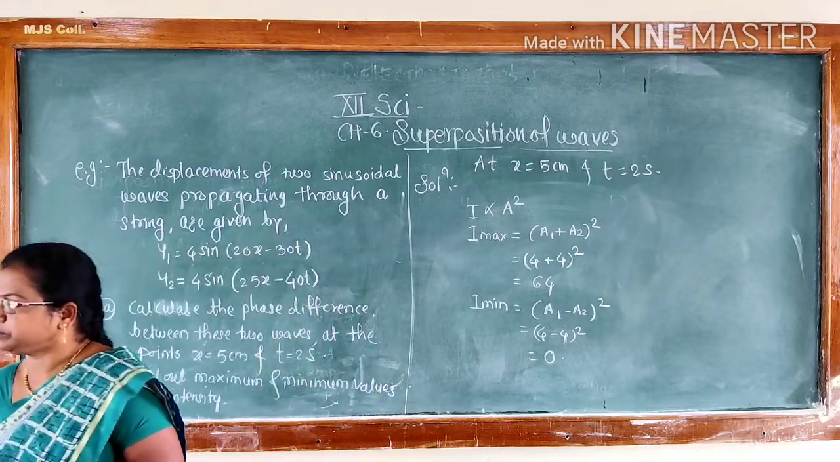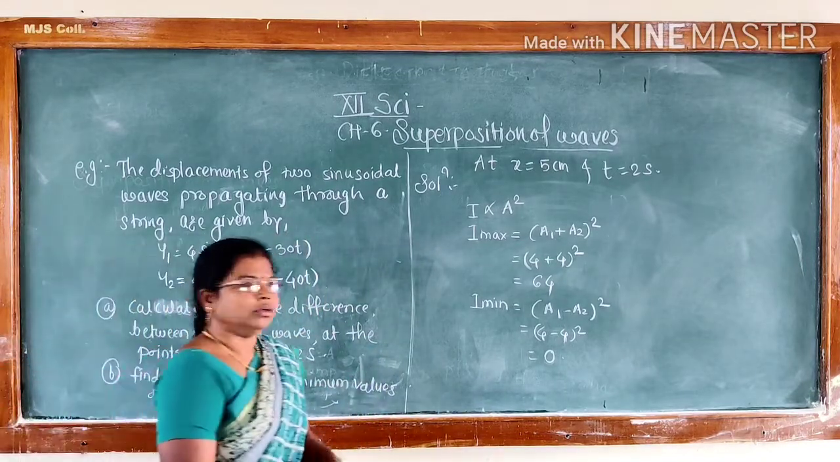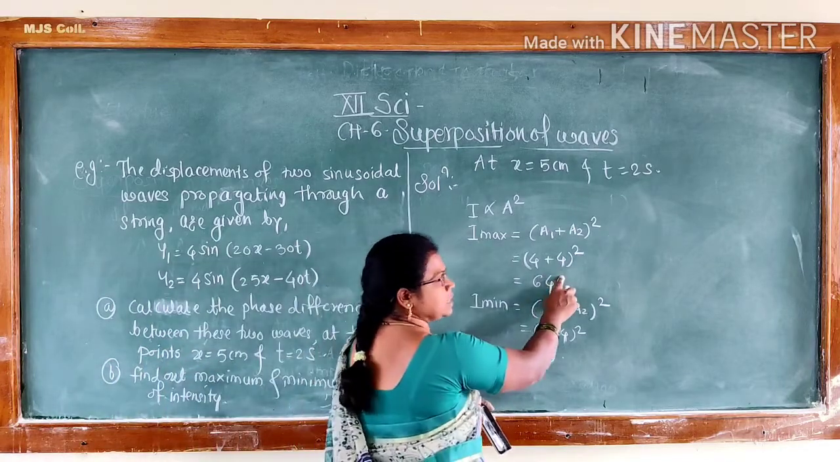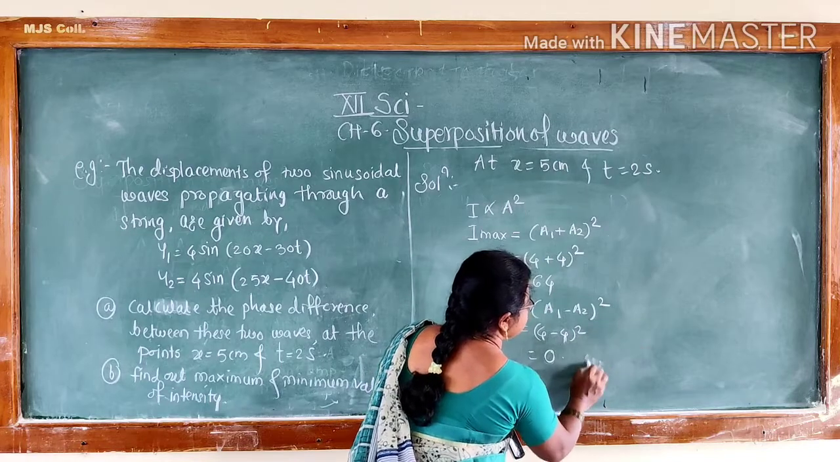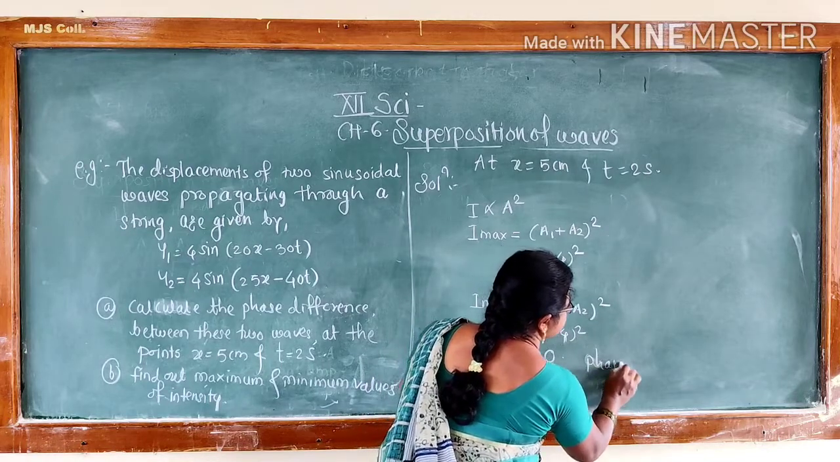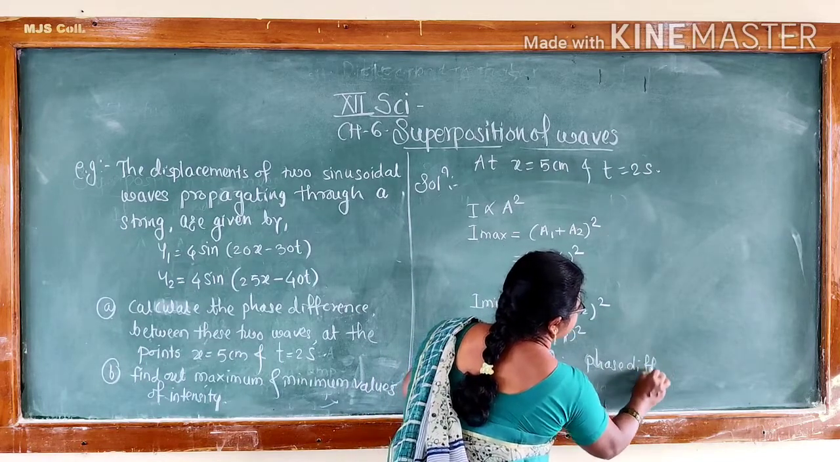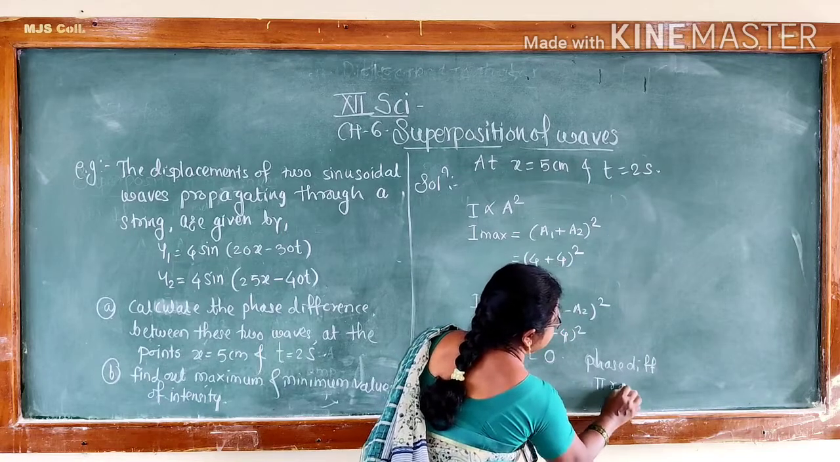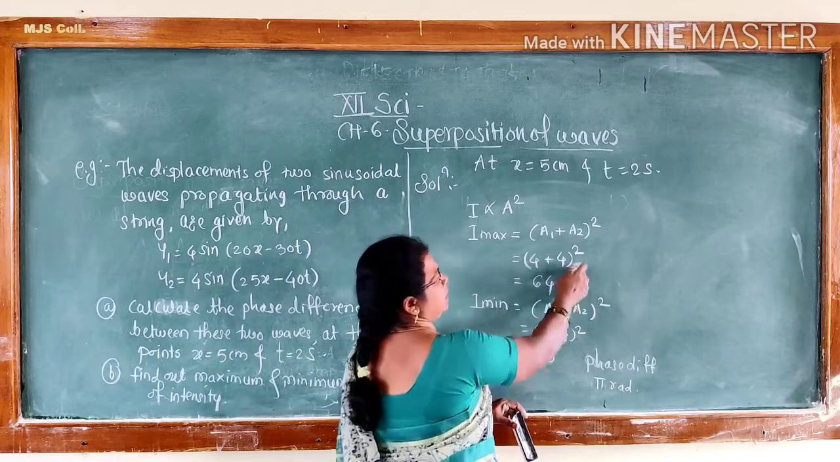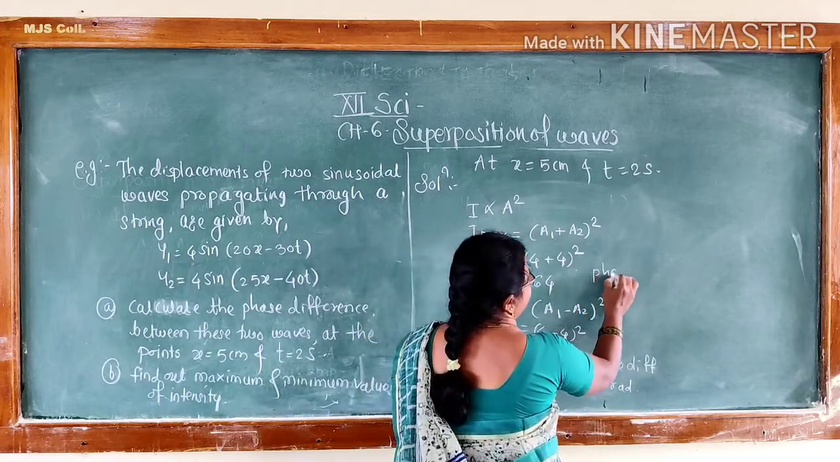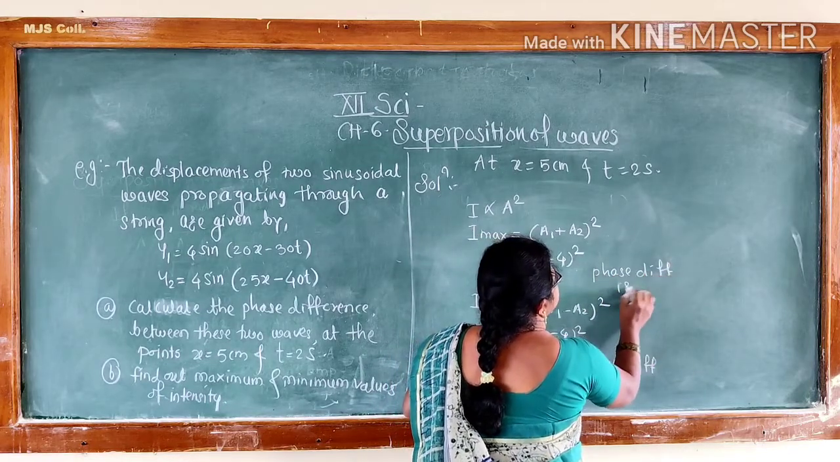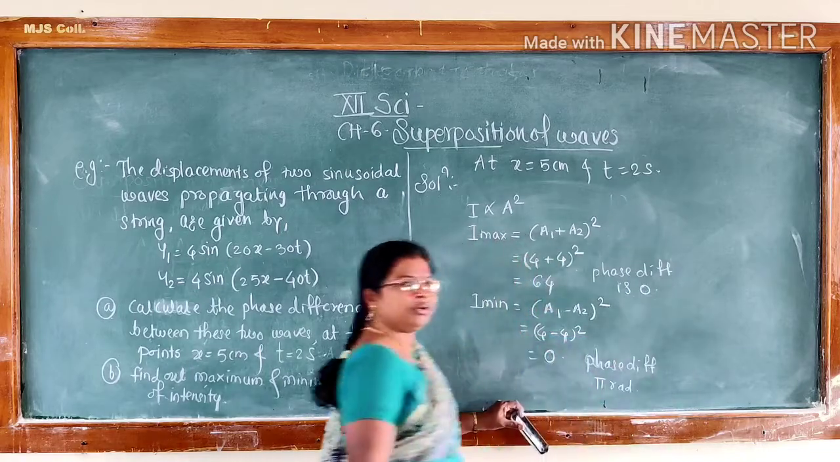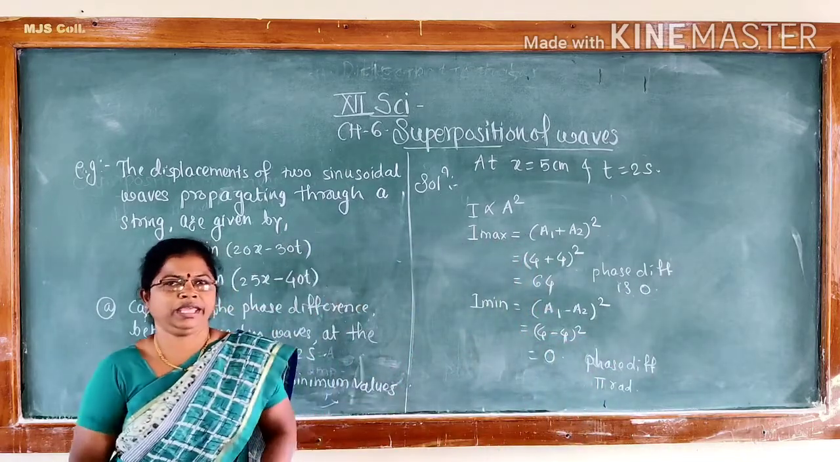So intensity maximum is equal to 64, whereas intensity minimum is equal to 0. Okay. So in this case, phase difference is of pi radian, whereas here phase difference is 0 radian, 0 degree. Okay.